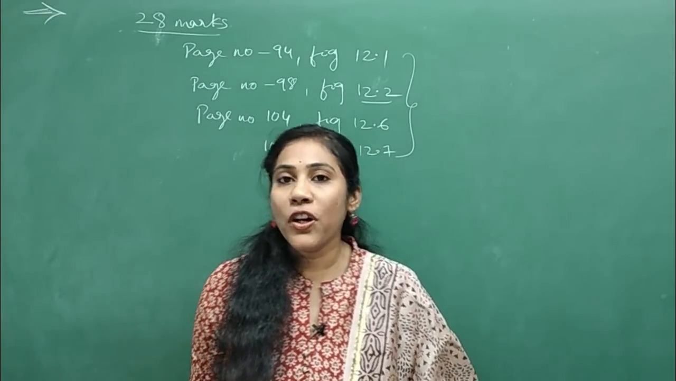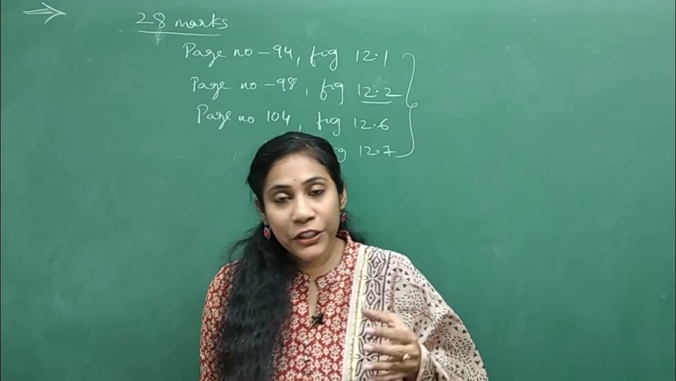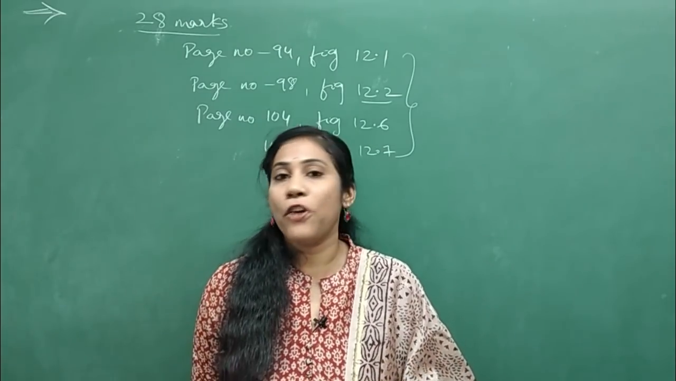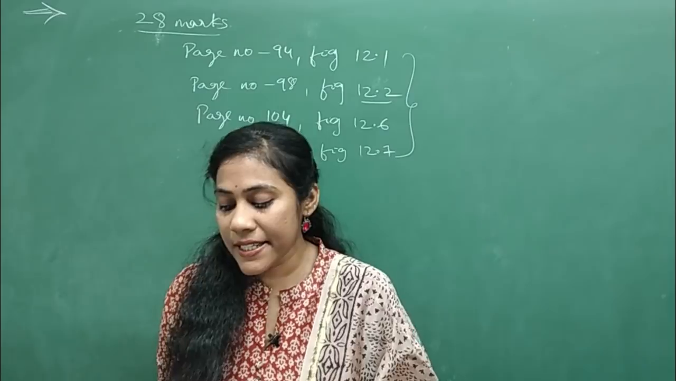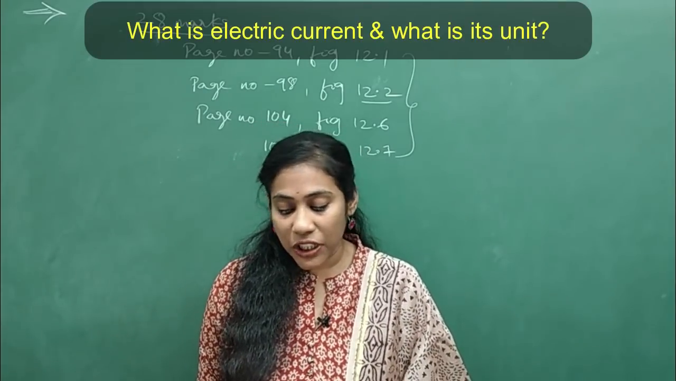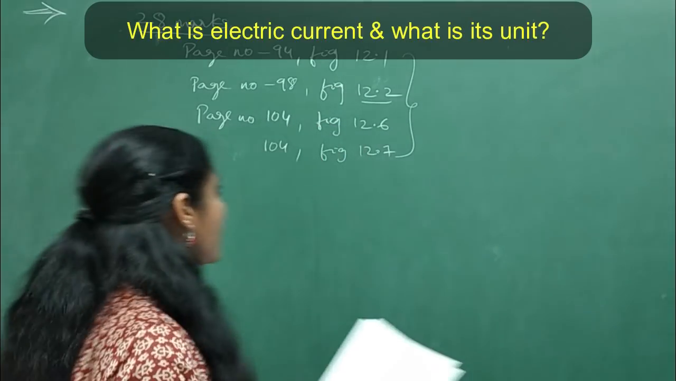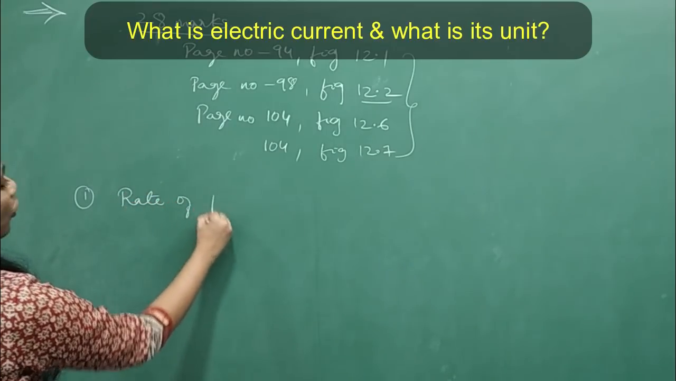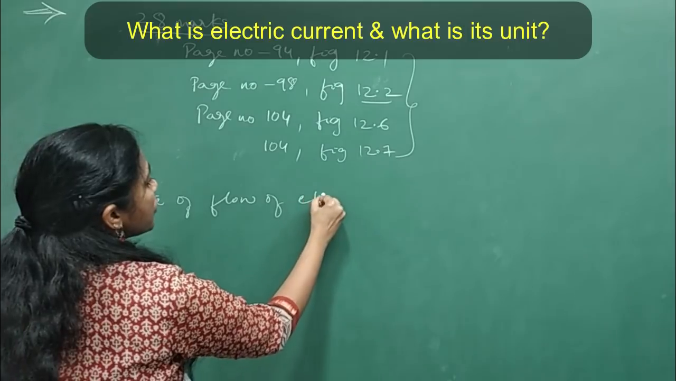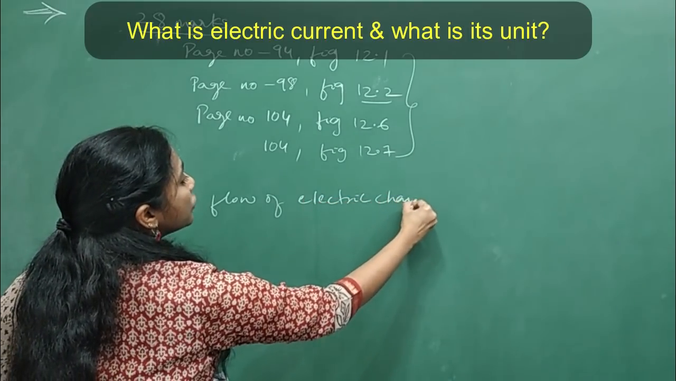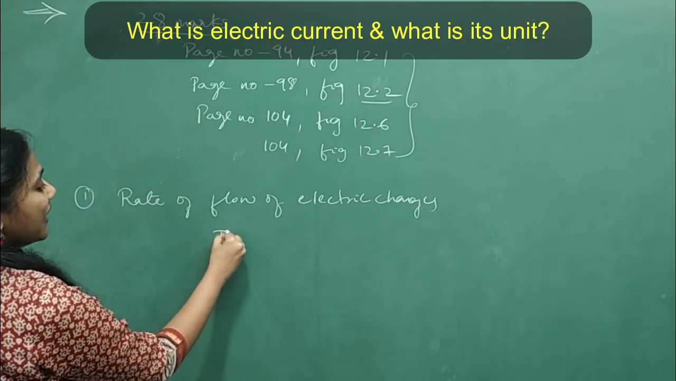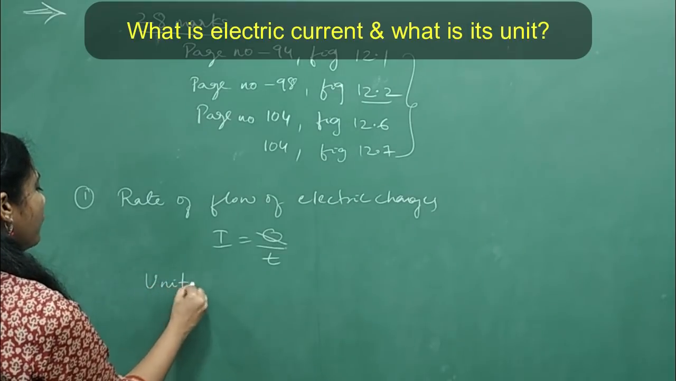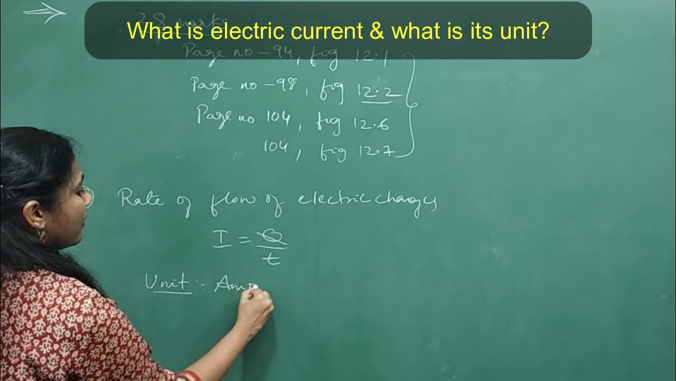And now let us go for the small definitions and units which can be asked for 1 mark as well as in the form of MCQs. The first important simple definition is: what is electric current and what is its unit? The definition of electric current: the rate of flow of electric charges is called electric current, isn't it? So I is equal to Q by T. And what is the unit of electric current? It is ampere, isn't it?